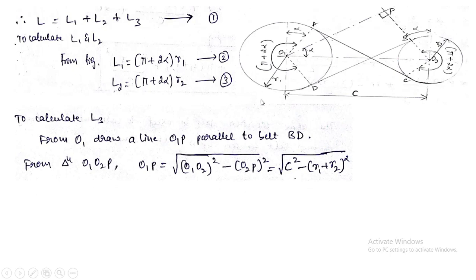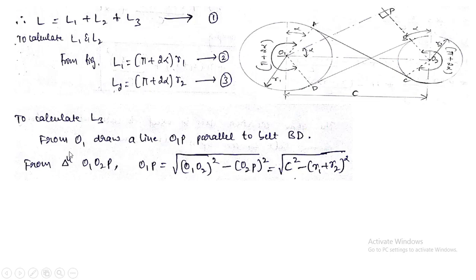Next, L3 has to be calculated. We all know that L3 is the length of the belt which is not in contact with either of the pulleys, that is AC plus BD. To calculate L3, as I said in the previous case, even in the case of the open belt drive, we made a small modification to calculate L3. Here also, to calculate L3, we need to do a slight modification.